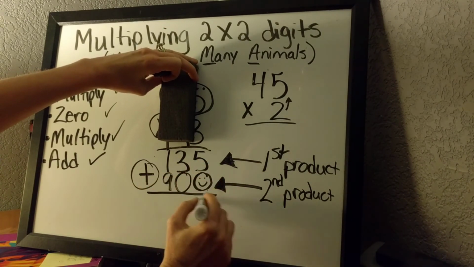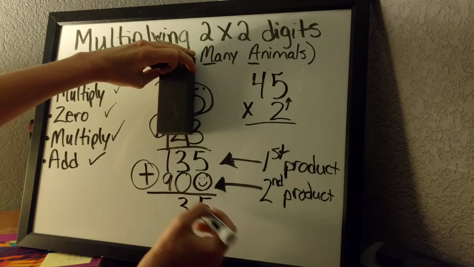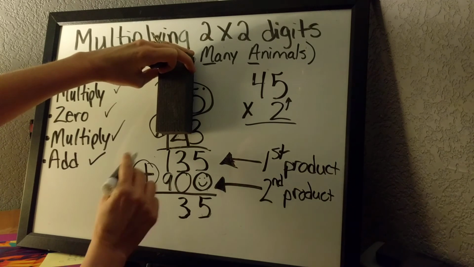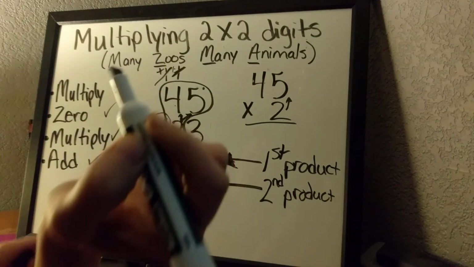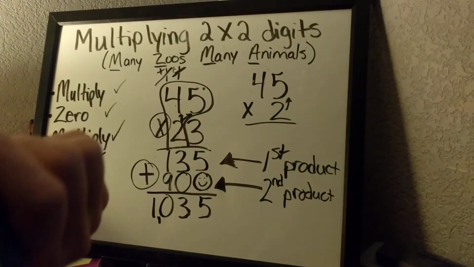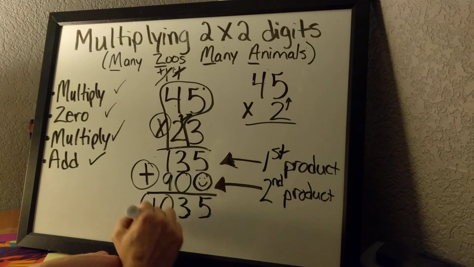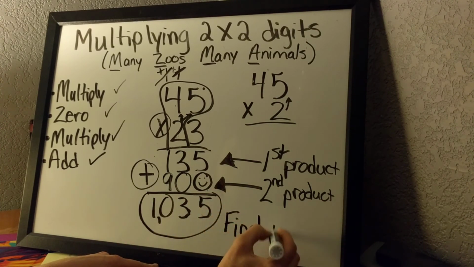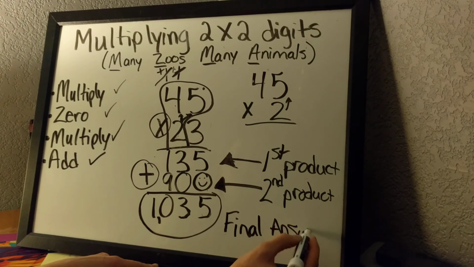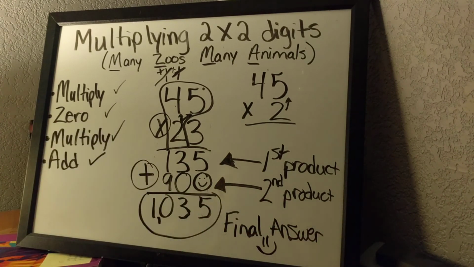So 5 plus 0 is 5, 3 plus 0 is 3, 1 plus 9 is 10. There's nowhere else to regroup, so you can write your 10 here. So your answer to this 2-digit by 2-digit problem was 1,035. And this is your final answer. Final answer, and you are all done. Those are your steps. I hope that you learned something new.